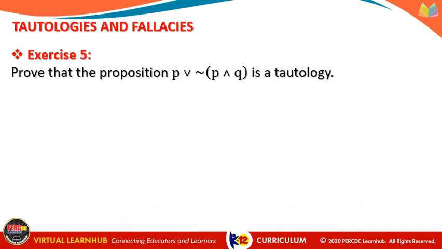Exercise number 5. Prove that the given proposition is a tautology. The dominant connective here is the one for disjunction. Thus, what we have is a disjunction of P and the negation of P and Q. So first, we will get the conjunction of P and Q, and then we will negate that conjunction, and lastly, we will perform this proposition.